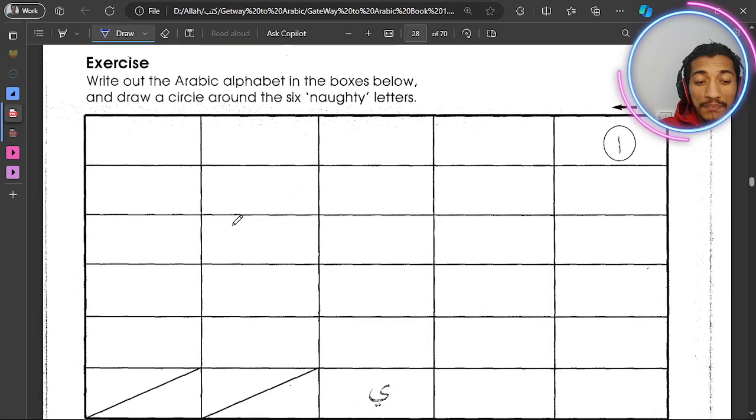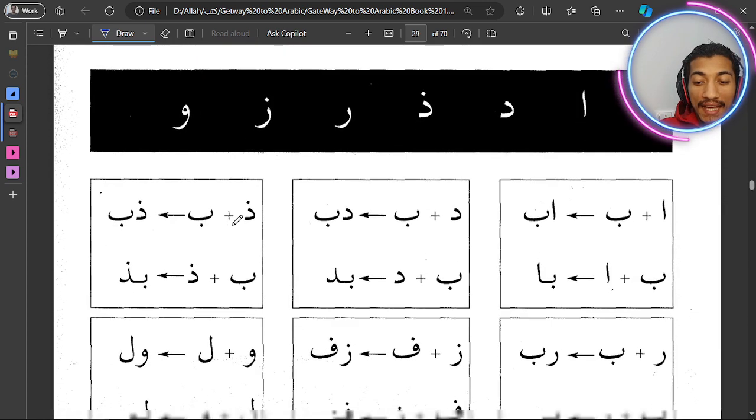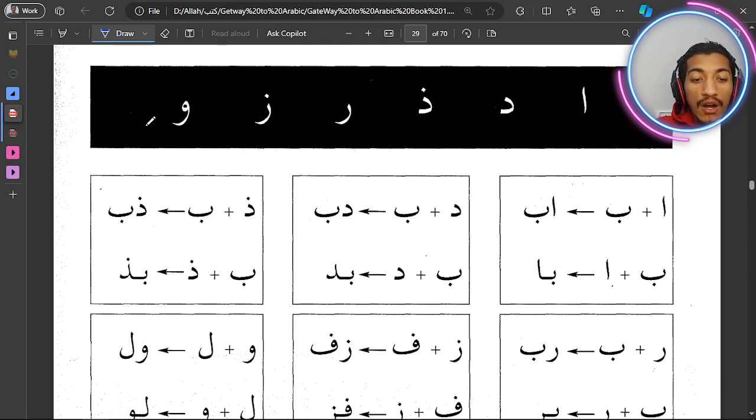Let's practice them to know how we can do that. As you see here, those are our naughty letters, Alif, Dal, Dhal, Ra, Zay, and Waw. And as we said, they don't connect to the next, okay? But they can connect to the previous one. Now, how? As you see here, we have Alif and Ba. Alif is a naughty letter. And if we have Ba after it, it will not connect. There is a space between them. We write an intact Alif and Ba, each by itself.